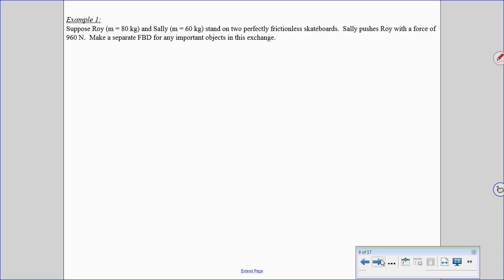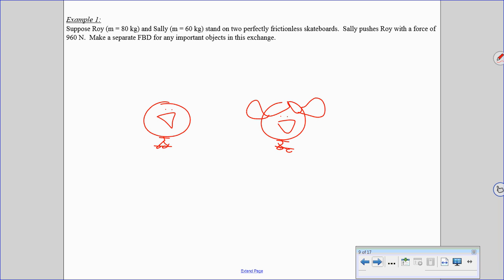Okay, so let's do this real quick. I'm going to kind of plow through this, but we've got two people standing on frictionless skateboards and they push each other. So here's Roy. Here's Sally. Okay, so the mass of Roy is 80 kilograms. Sally's 60 kilograms. It says Sally pushes Roy. So here's the force of Sally. Negative 960 newtons. Reaction is going to be that Roy pushes her, 960 newtons.